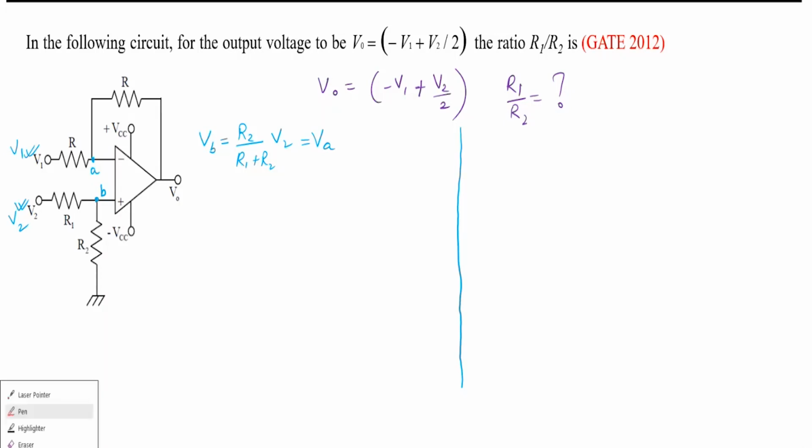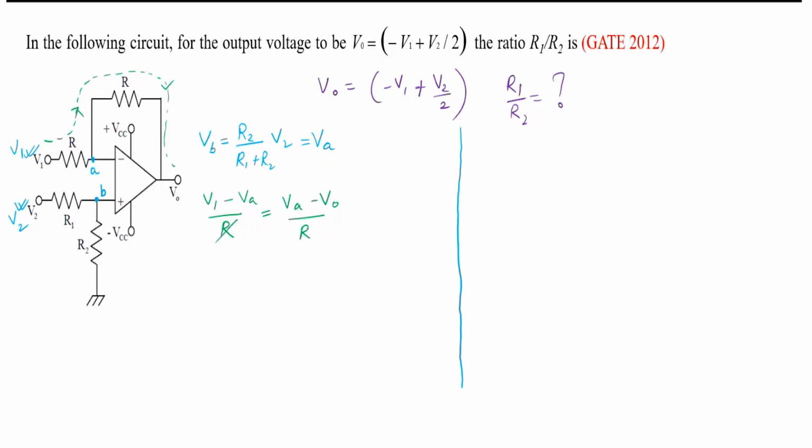Yes, sir. Now you apply the KVL in this part, in the feedback part. Apply the KVL. Yes, anyone? Please. V1 minus VA divided by R, equal to VA minus V0 divided by R. Very good.